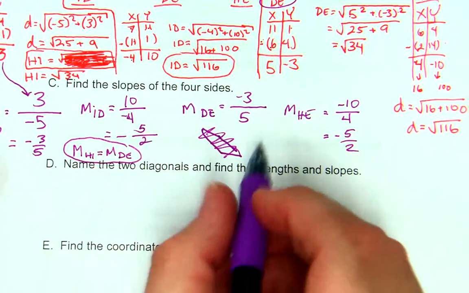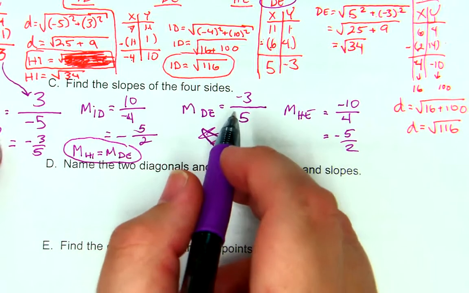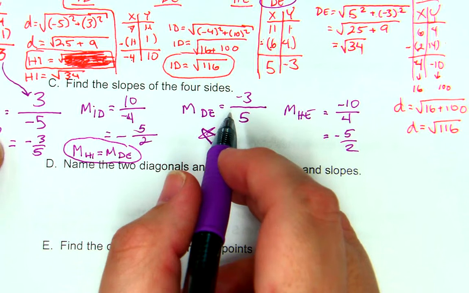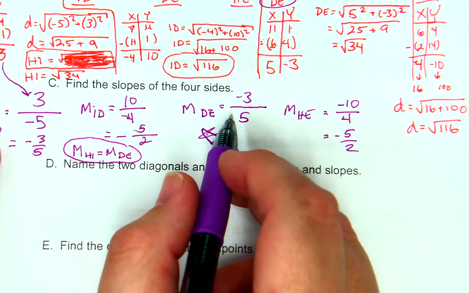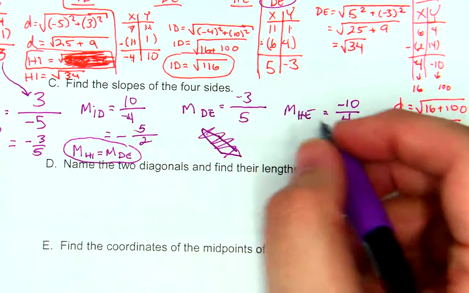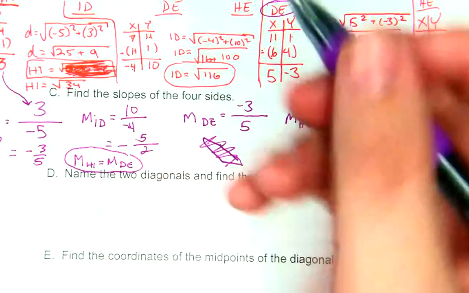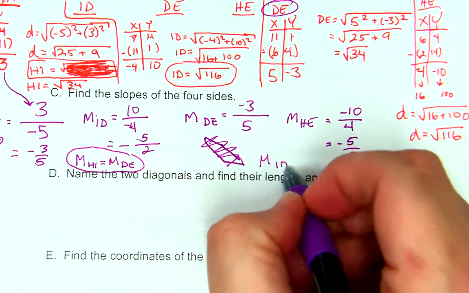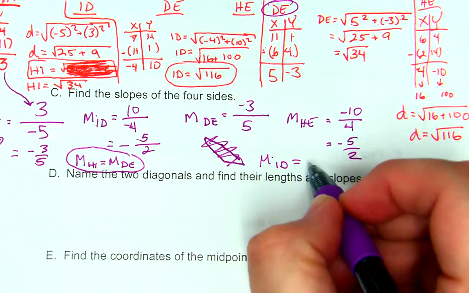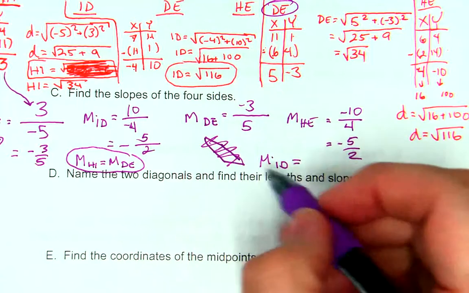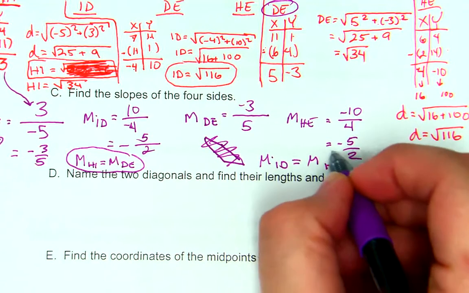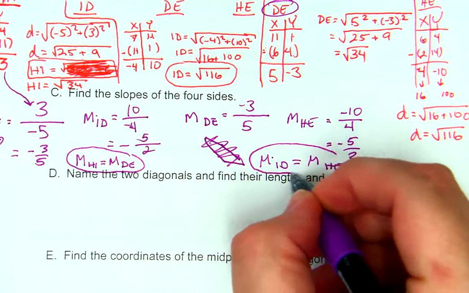I get negative 3/5 there. What does it mean when two slopes are equal? Well, they're parallel lines, aren't they? And we'll put that in our summary. Are there two other slopes that are equal? Slope of ID was equal to the slope of HE. So that's what you want to look for.